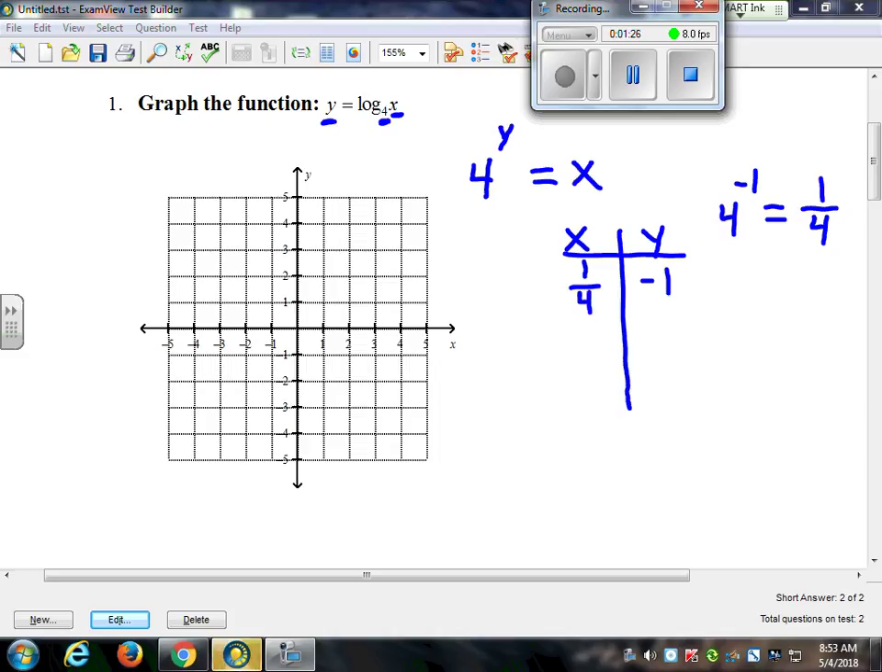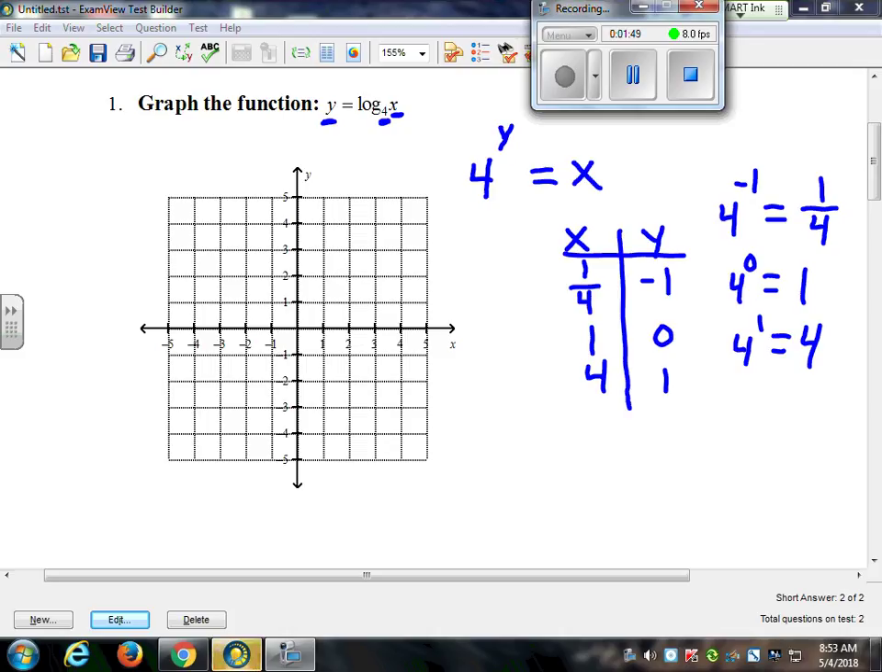Now I'm going to plug in 0. 4 to the 0 power is 1. I'm going to plug in 1. 4 to the first is 4. And you can keep going if you want. You could add in +2 or -2, but I'm going to just stick with these 3 points.